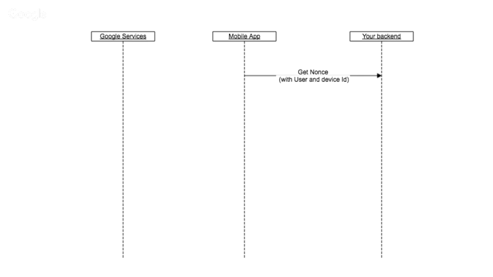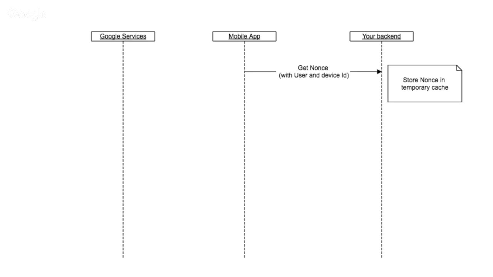For me, it was also not so obvious. So this nonce is a unique temporary identifier that should be generated on our backend. So we are requesting this identifier and providing our backend with, for instance, some username of the application and device ID. So our backend generates this nonce that should be unique and stores it in some temporary cache. And this nonce is assigned to user and device ID here.